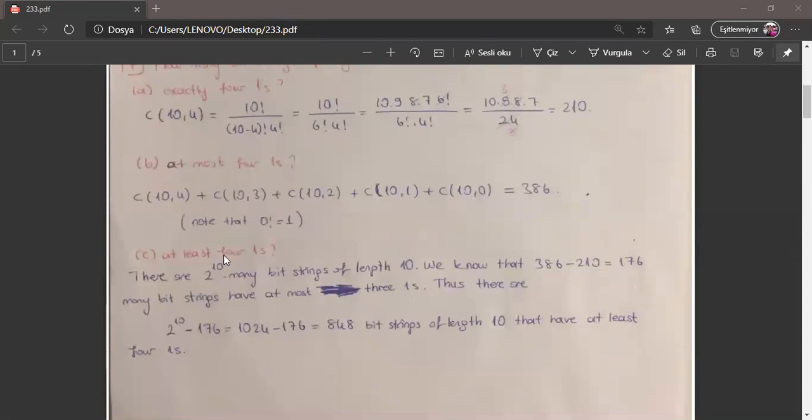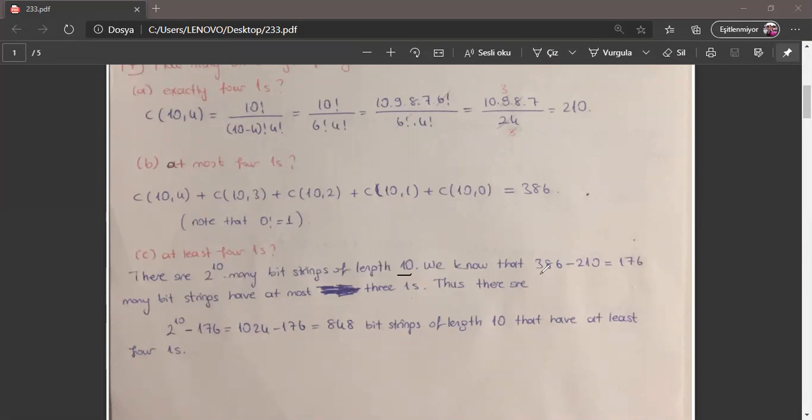Now, at least 4 ones, okay, at least 4 ones. So we can compute it now by this. We have 2 to the 10 many bit strings of length 10, okay? There is no condition for these bit strings, okay? In total, we have this many bit strings of length 10, okay?